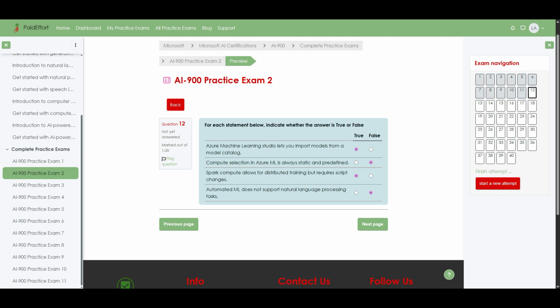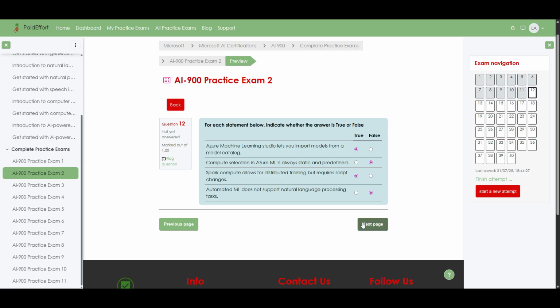The third statement is true. Spark Compute does allow for distributed training, which is great for handling large datasets. However, it typically requires you to adjust or rewrite your training scripts to enable distributed execution correctly. Finally, the idea that automated ML doesn't support natural language processing is false. In reality, AutoML in Azure supports various NLP tasks, such as text classification, using no-code interfaces or configurable pipelines. So overall, Azure ML provides a flexible environment with strong support for both traditional and advanced machine learning tasks, including NLP and distributed computing.